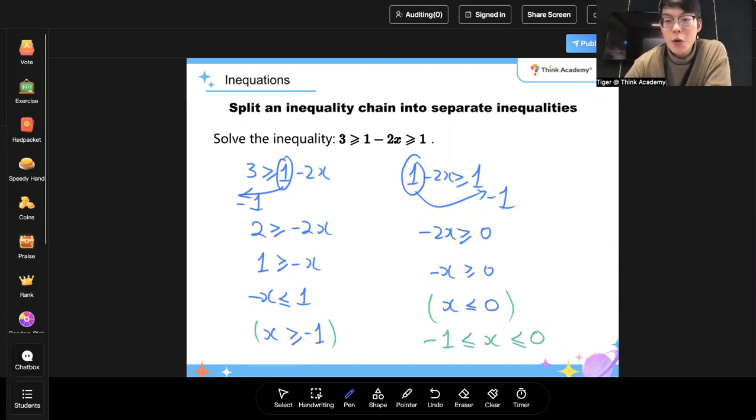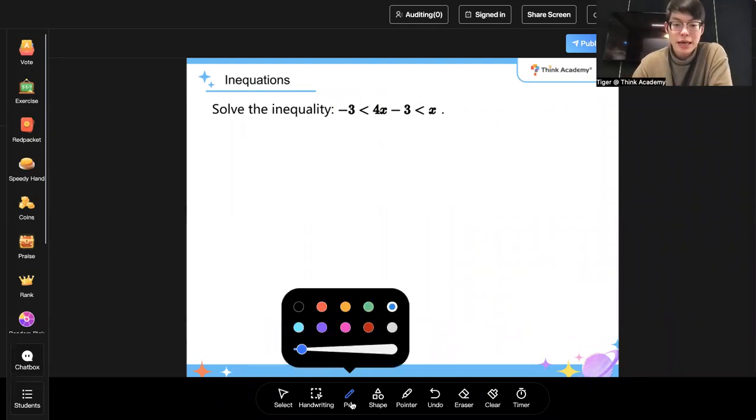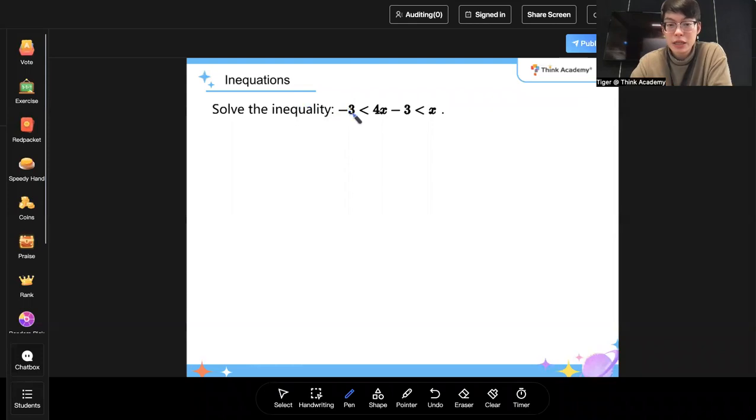All right, so here we go. That's going to be the last question of today. Well, just like the previous question, it is having a chain of inequalities. So you'd better cut it up before you operate on it. So you've got minus 3 is less than 4x take away 3. And we've also got 4x take away 3 is less than x.